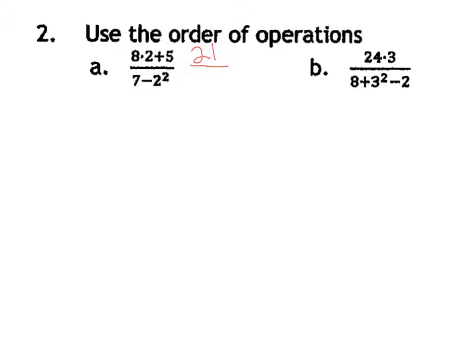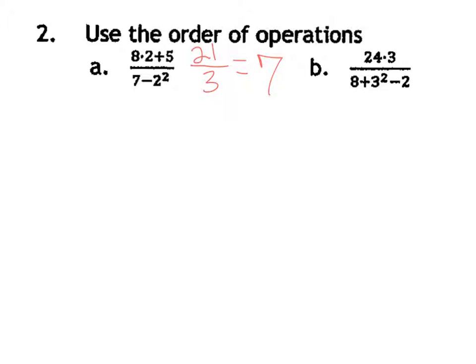Okay, on the denominator, what'd you guys get? 7 minus 4. What is 7 minus 4? 3. Good. That's okay. Now you know. So fix it on your paper. 21 divided by 3. 7.